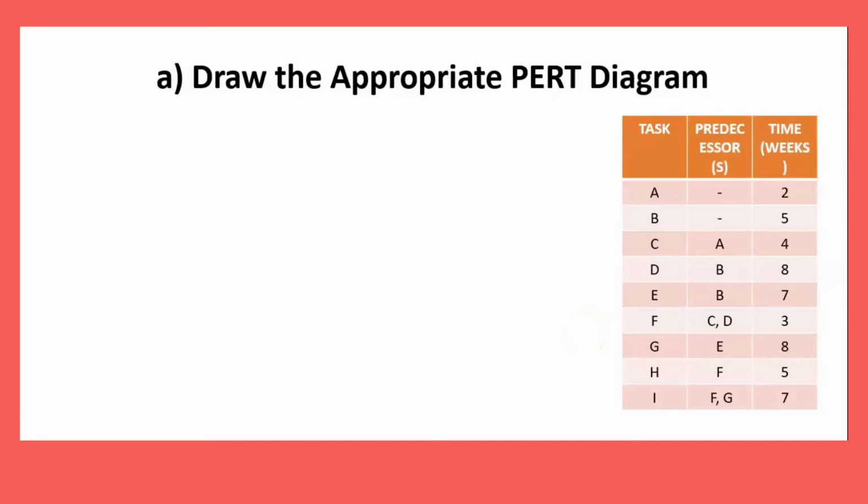The first question is to draw the appropriate bird diagram. First of all, we must look at the table given by the question. In the table, there are tasks, predecessors, and time given. To draw the diagram, we must always start at number 1. Node number 1 must start with no predecessor. As we can see in the table, A and B have no predecessor, so A and B must start at node number 1. A has a duration of 2, and B has a duration of 5.